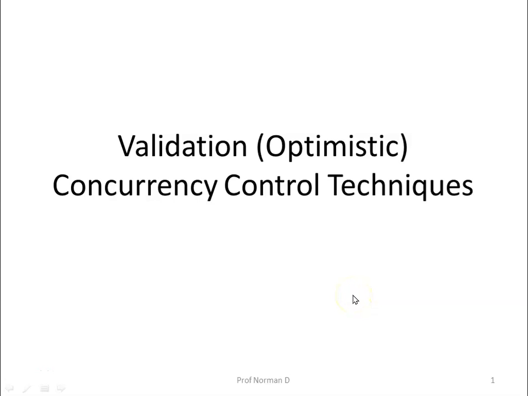In this session, we will discuss optimistic concurrency control techniques. In all the concurrency control techniques that have been discussed so far, a certain degree of checking is done before a database operation can be executed.